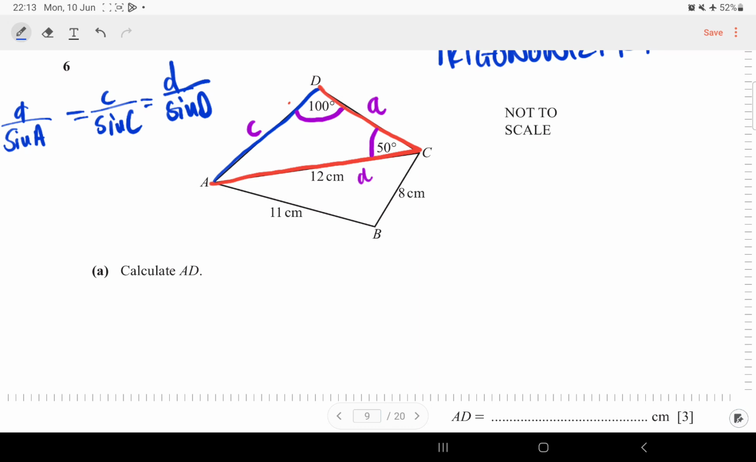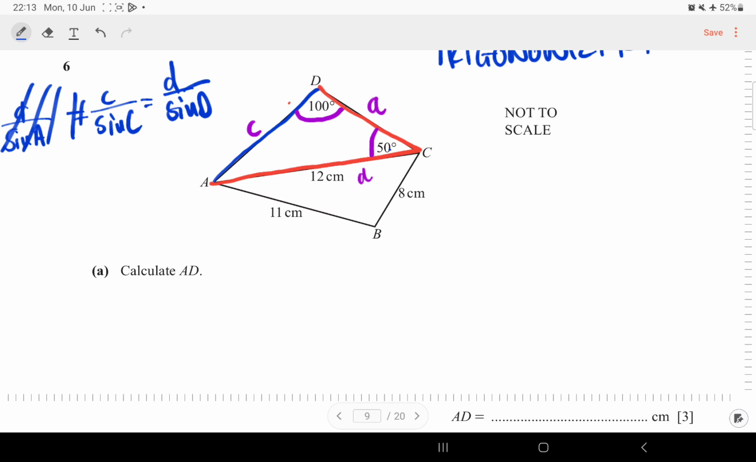Now, which side is not involved in the question? I'm looking for AD, which is c. I have AC, and I have the angles and stuff. But look at A. Do I have anything on A? No. I don't have the angle, and I don't have the side. So A is out, so I'm going to cancel it.